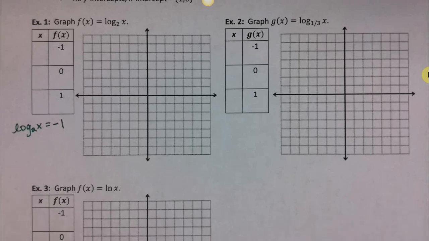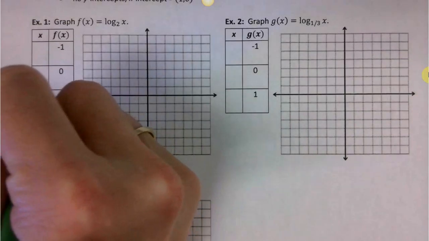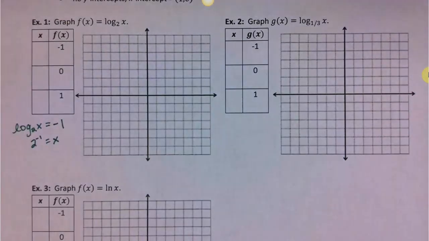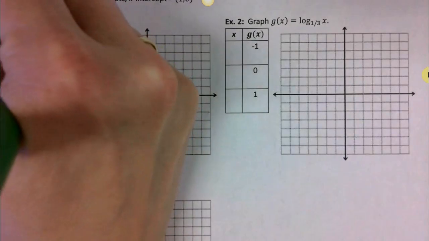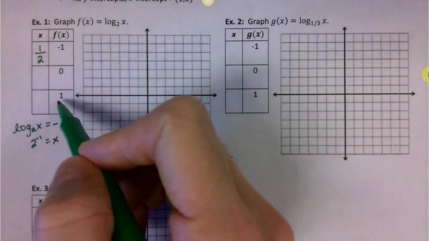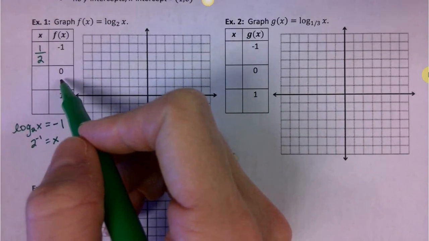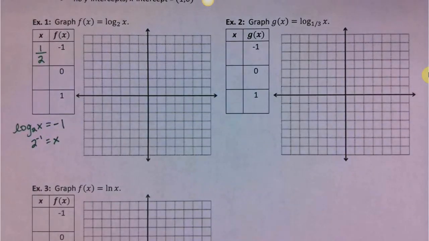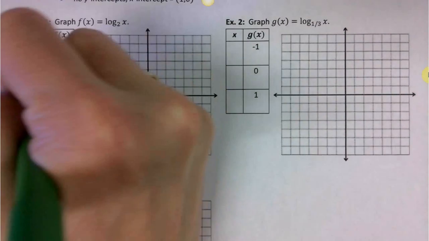So just using our definition of logarithm, this is the same as 2 to the -1 is equal to x. And then 2 to the -1 is the same as 1/2. So when x is 1/2, the log base 2 of x is equal to -1. And it's going to be similar for these two. If we're trying to find where log base 2 of x is equal to 0, that's the same as asking 2 to the 0 is equal to what? Which is 1. And where is log base 2 of x equal to 1? That is equivalent to 2 to the first is equal to what? Which is 2.